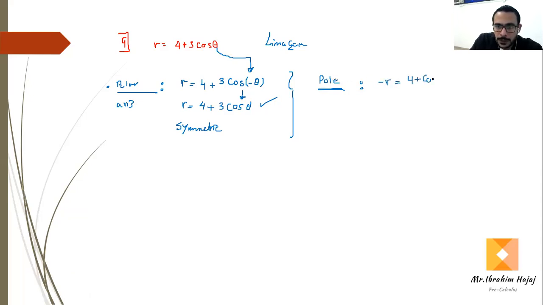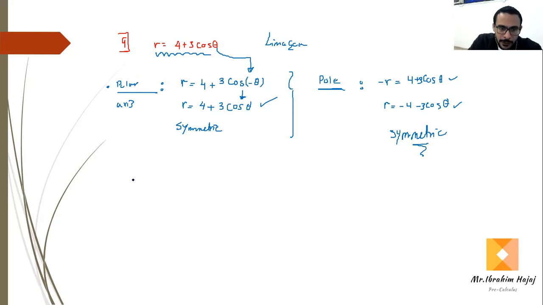4 plus 3 cosine theta. Dividing by negative 1, r equals negative 4 negative 3 cosine theta. If we graph these two equations, they are equivalent. If we graph these two equations, it gives you the same. So it's symmetric. And try, guys, to graph these two equations: r equals 4 plus 3 cosine theta and r equals negative 4 negative 3 cosine theta gives you the same graph.